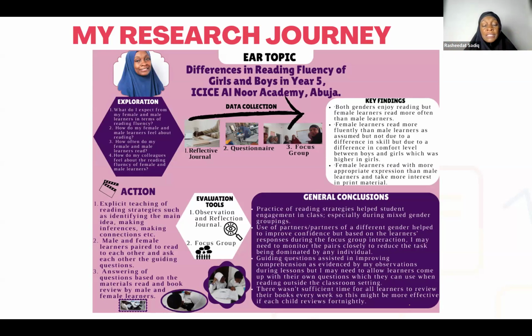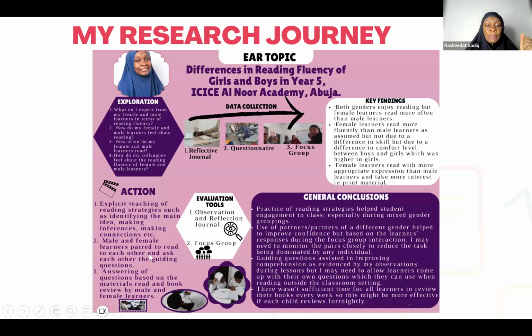So after I discovered this, I decided, okay, I needed to take some actions that would get the boys to read as eagerly as the girls were reading. So the first thing I did was to try to get them to understand some explicit reading strategies. And I felt that once I'm able to teach them this, they will appreciate what they're reading better, and they'll get a better love for reading. I also decided to create ground rules about nobody should make fun of the other person when they're reading and things like that.